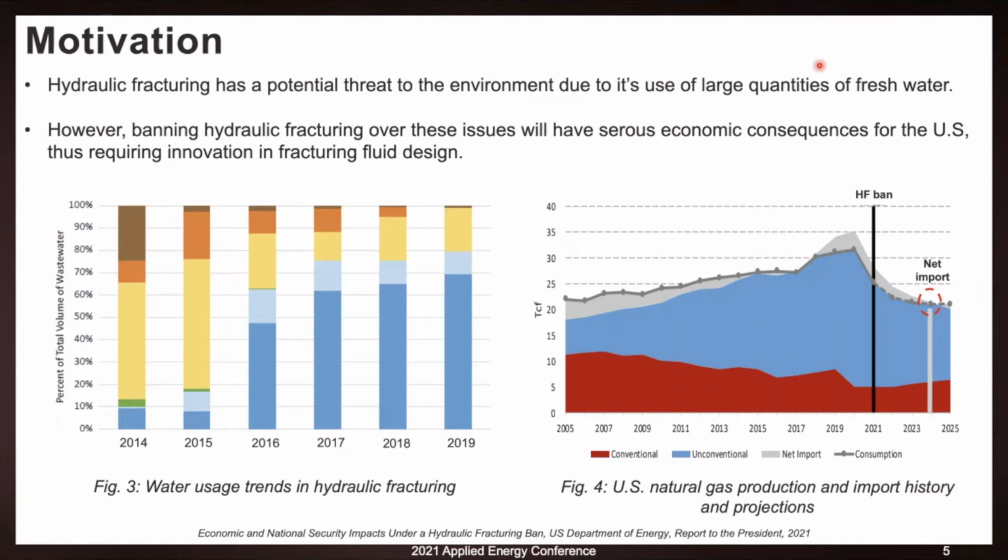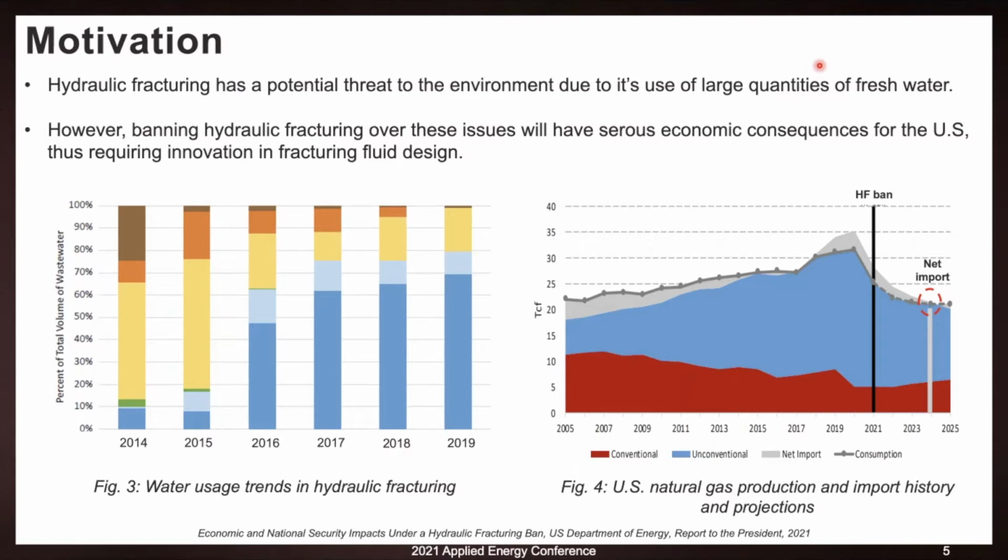In spite of these challenges posed by hydraulic fracturing, it continues to play a key role in the energy scenario of the United States. A report prepared by the US Department of Energy in 2021 shows that restricting hydraulic fracturing can have significant impacts on the energy security and the economy of the United States. However, since then, many new strategies have been adopted to meet these environmental challenges posed by hydraulic fracturing.